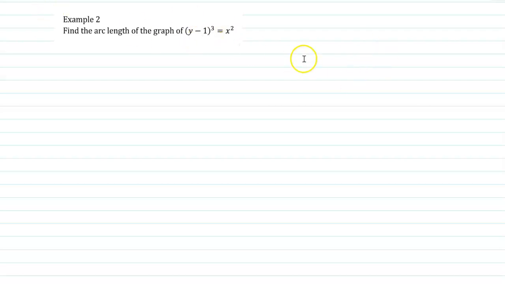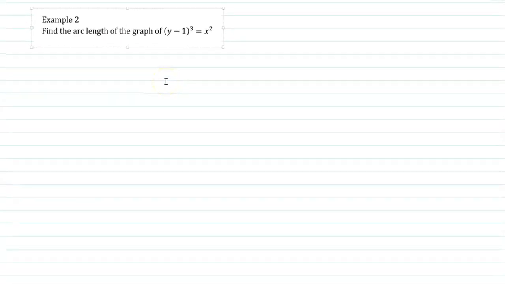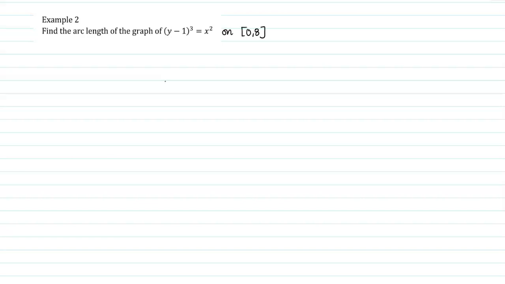So I just took this over off to the side because we're not going to have enough space there. Again, I'm sorry about that. There's some information missing here. This should say find the arc length of the graph on the interval from 0 to 8. And we're going to round to 3 decimal places.